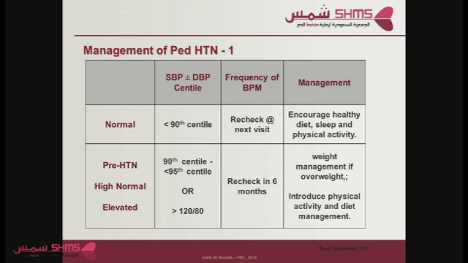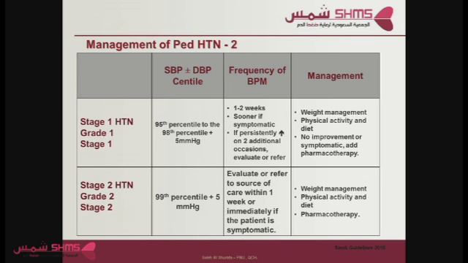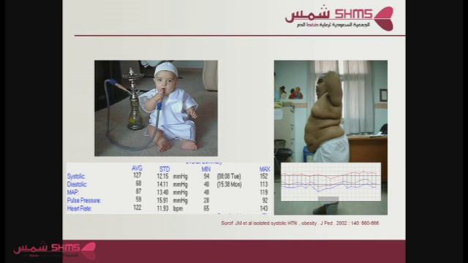Normal, we just encourage a healthy lifestyle. Pre-hypertension, or whatever the name, you see it. We try to reduce the weight, and we recheck in 6 months, and we introduce physical activity and diet management. And in stage 1, we don't treat, we encourage a healthy lifestyle, but if no control by 6 months to 1 year, we have to go to medication. And in stage 2, we go for medication at the same time as a healthy lifestyle.